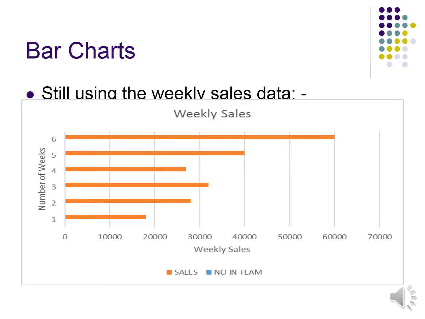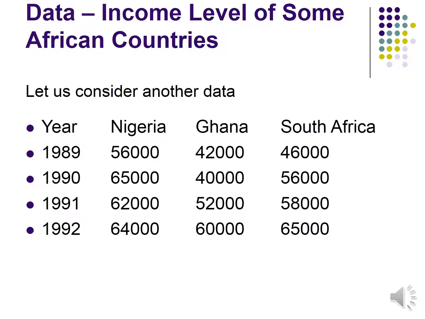Still explaining the weekly sales data, you will see that although this chart is not showing the number in a team, looking at it, you will be able to see that week 6 is about the best week with about 60,000. So the explanation of the vertical charts suffices for the horizontal charts.